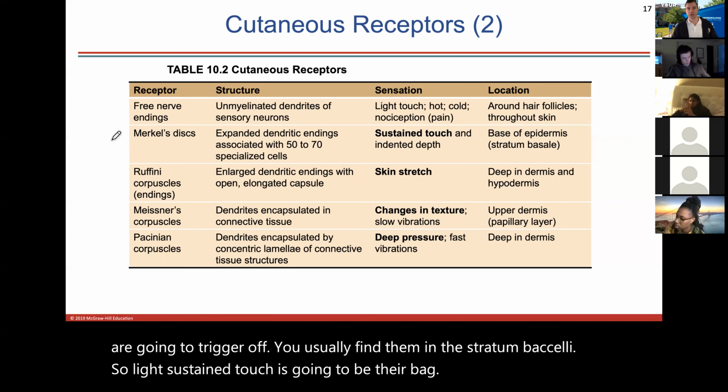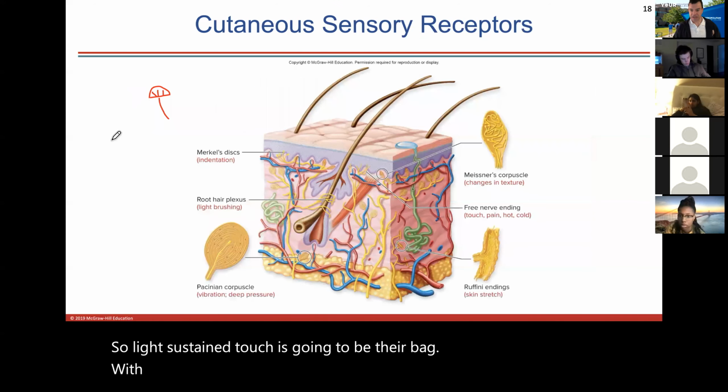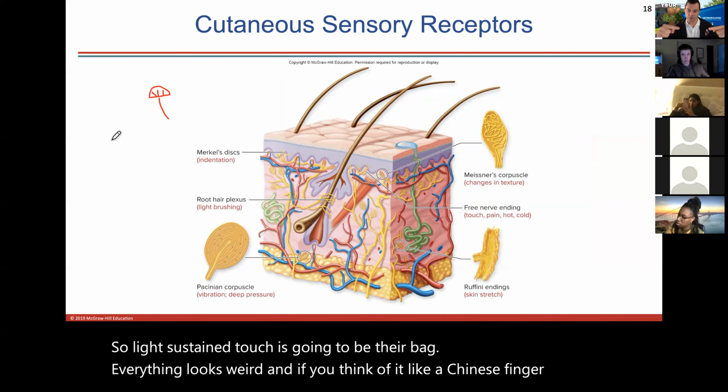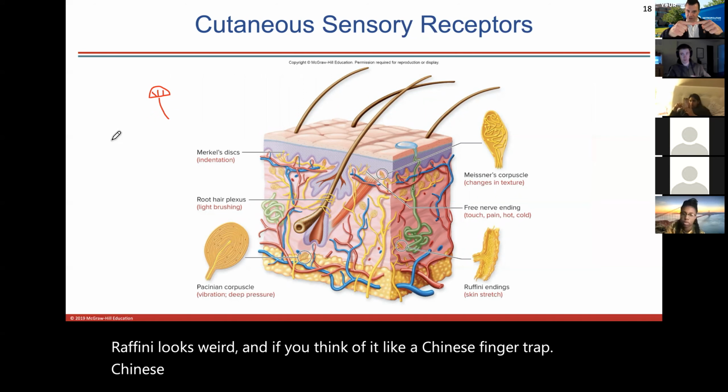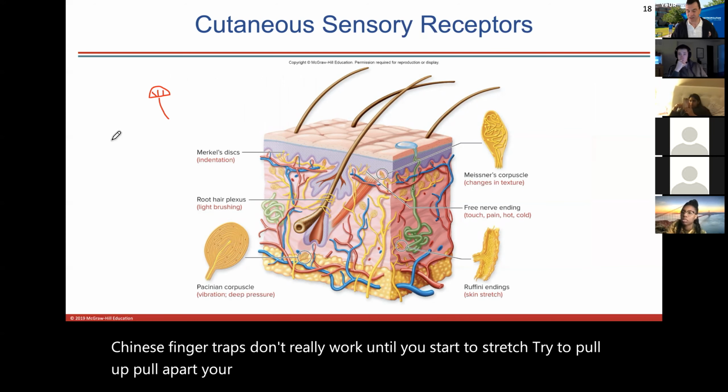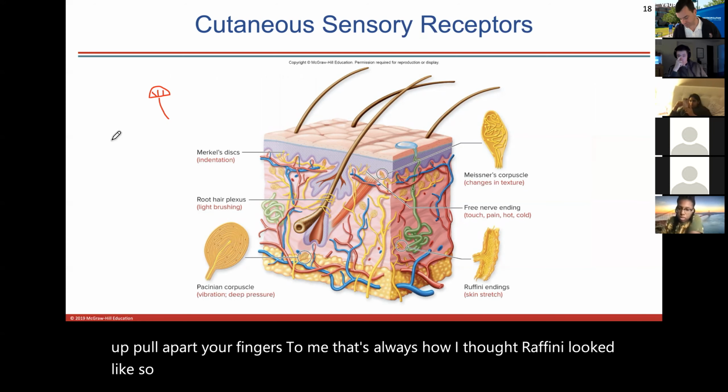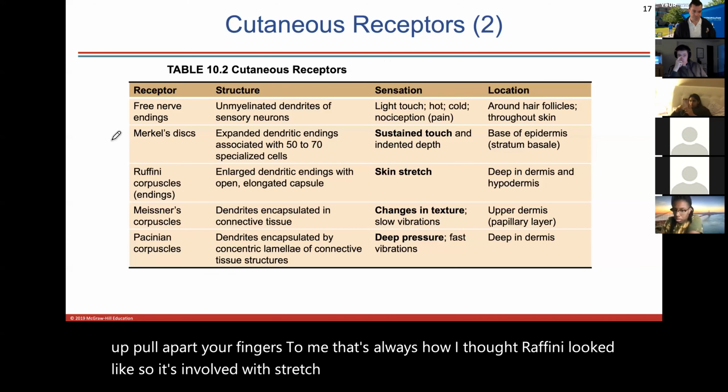Ruffini looks weird. If you think of it like a Chinese finger trap, Chinese finger traps don't really work until you start to stretch, try to pull apart your fingers. To me, that's always how I thought Ruffini looked like. So it's involved with stretch. So maybe that'll help you.